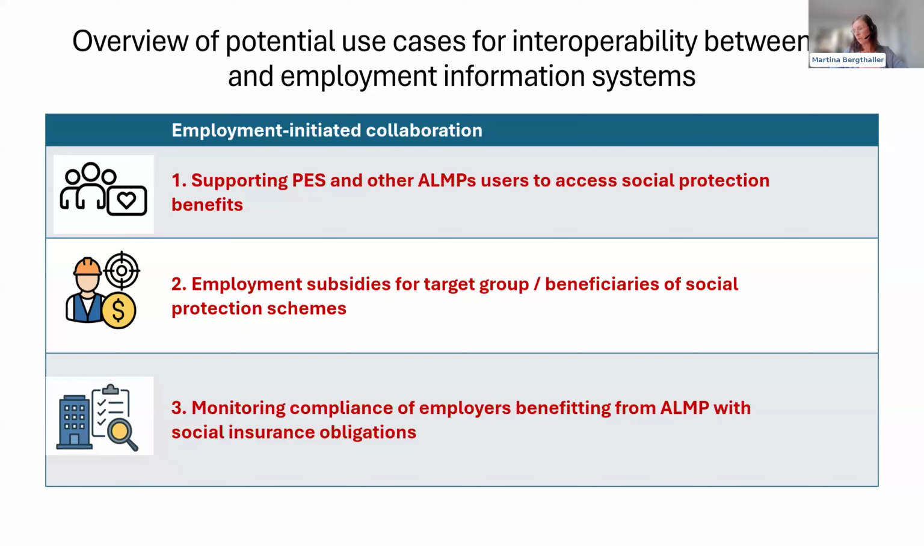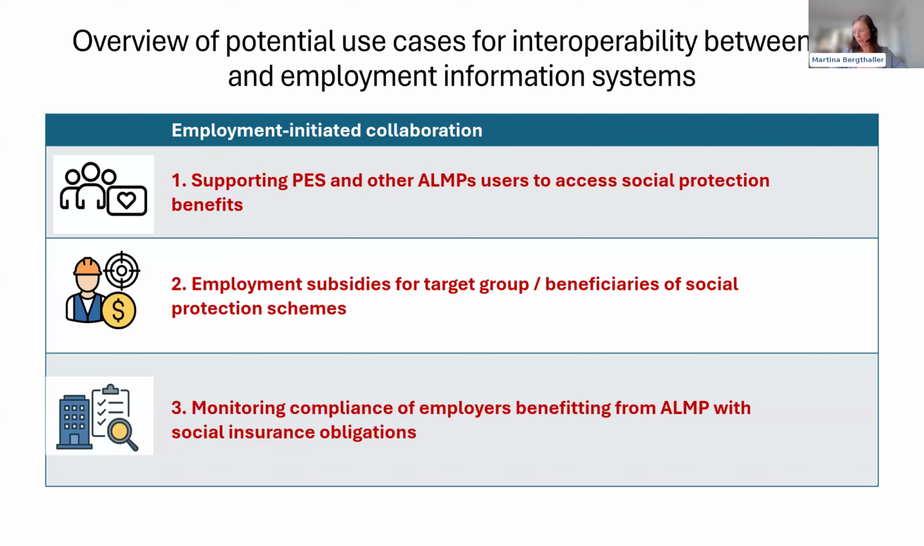Here, public employment services identify vulnerable job seekers who may qualify for social assistance and guide them or refer them to the specific benefits. It's very similar to the first use case in my previous slide, and it's also possible to have mutual referral systems, so from public employment services to social protection and the other way around.